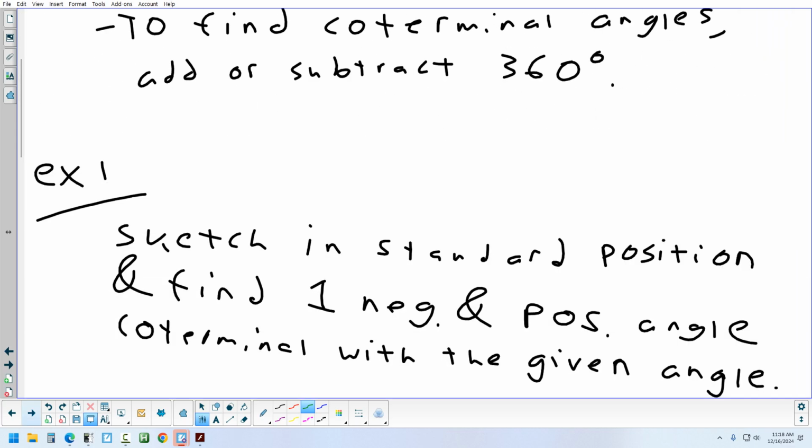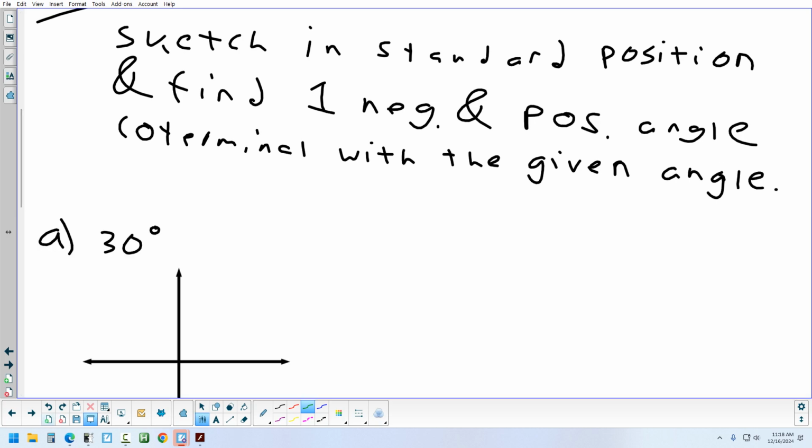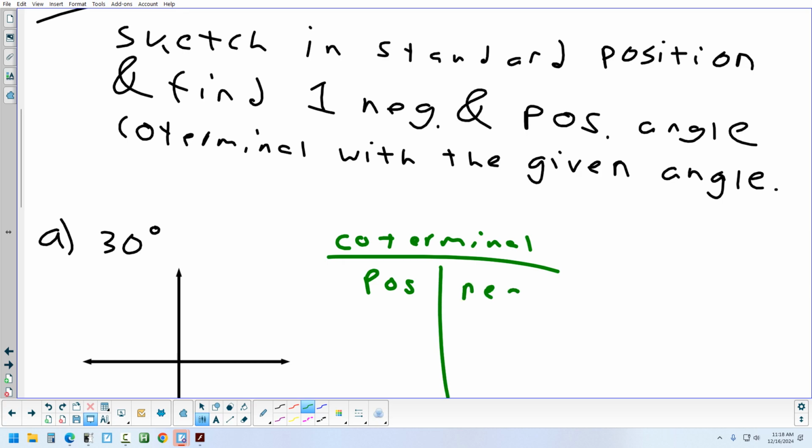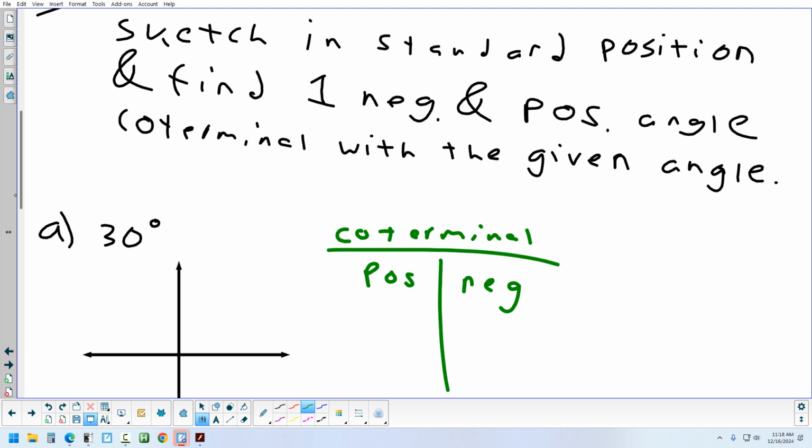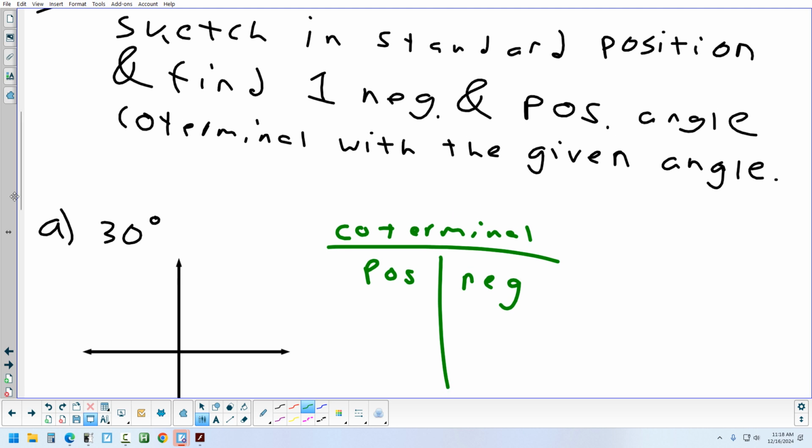All right, so they want us to sketch an angle and then find one that's coterminal with it, that's positive and negative. Okay. So we're sketching it in standard position. So where is the initial side going to go? Can you be more specific? The positive x-axis. Yeah. No choice.